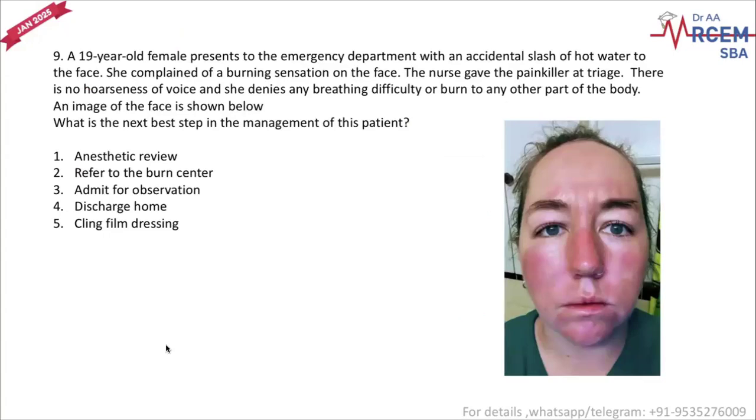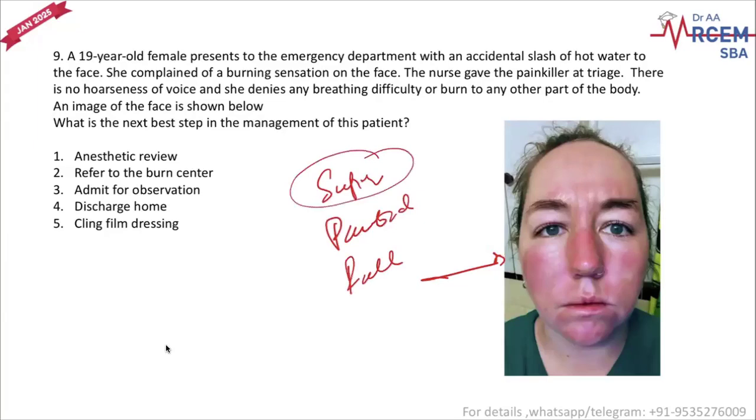What will we do? Facial burns. Whenever you have facial burns, we need to see how severe the burn is. Is it a superficial burn? Is it a partial thickness burn? Or is it a full thickness burn? It is superficial thickness because you are seeing only redness, only erythema. It is not a charred skin, and you are not seeing any blisters here, so that rules out the partial and full thickness. Only redness is seen, so it is a superficial burn.